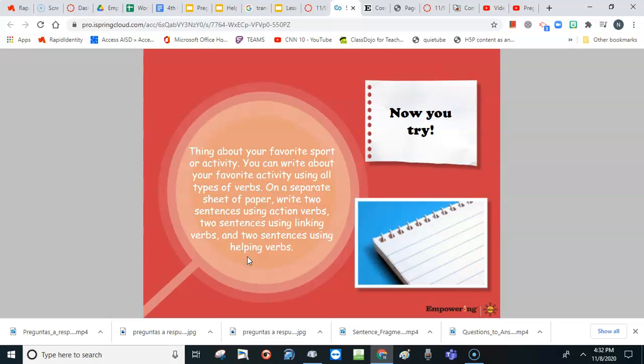Think about your favorite sport or activity. We did a writing last week, and you were supposed to write about your favorite sport or activity. Look back at your writing. Go find it in your notebook. You can write about your favorite activity using all types of verbs. On that paper, write 2 sentences using action verbs or underline the action verbs that you have. Underline 2 sentences in a different color that are linking verbs, or write 2 sentences using helping verbs. So you should have 6 different verbs underlined.